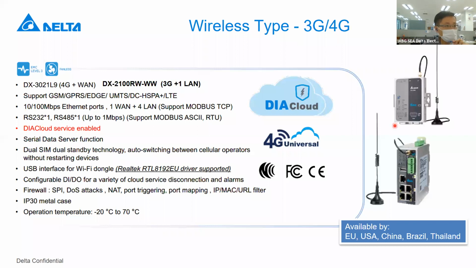This is the situation where you are at a site, maybe in the mountains. There's no Ethernet connection, but you have to monitor some data like the temperature and the humidity. So you have to link with the device wirelessly. In this case, you might need the 3G and 4G solutions. For 4G, we just launched this one.